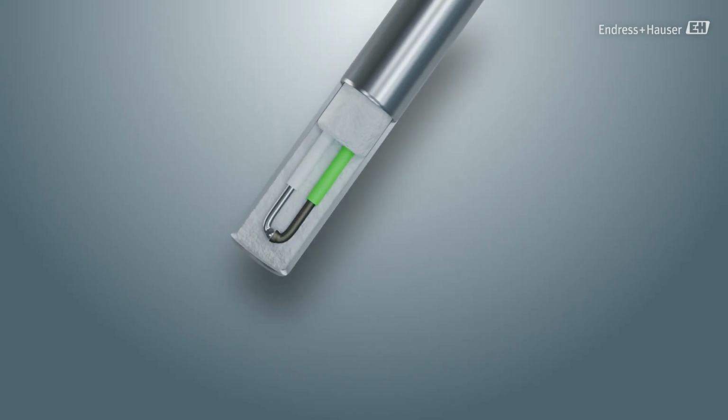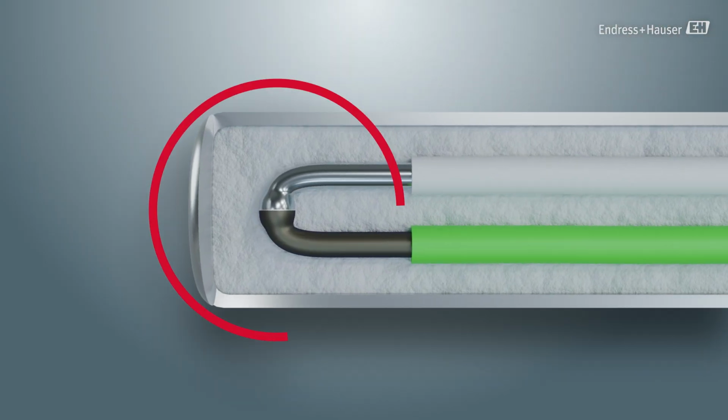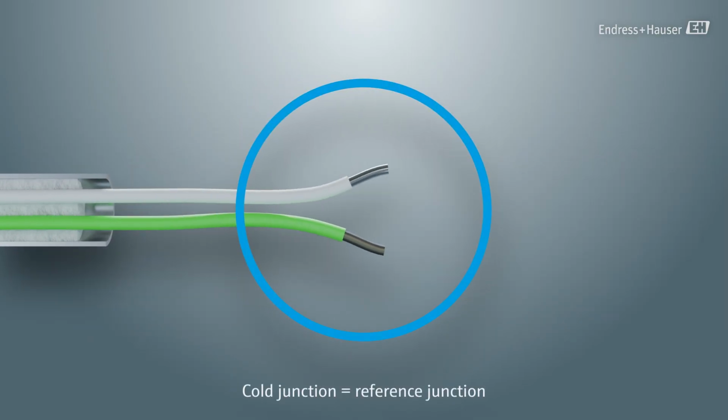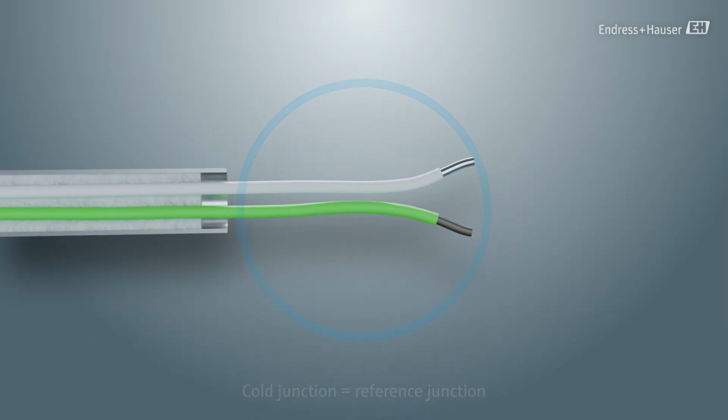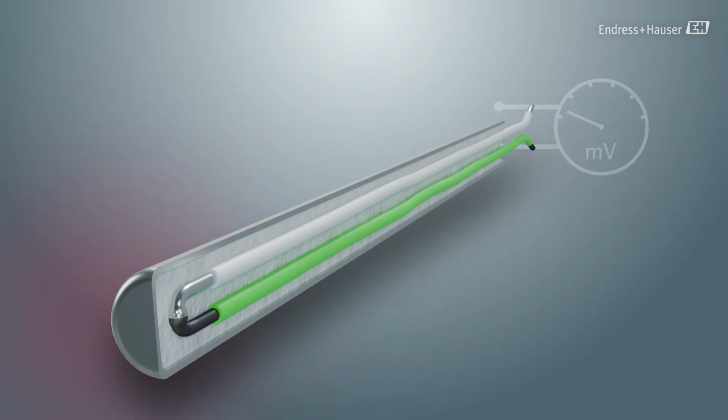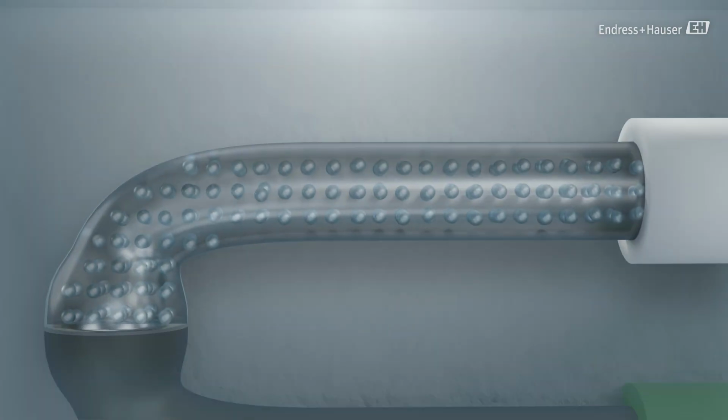A TC sensor consists of two dissimilar metals joined at one end. This connection is known as the hot junction, whose temperature is finally indicated. At the other end is the reference point, the so-called cold junction. A temperature gradient along the thermocouple generates a small voltage in the circuit, which can be measured and converted into a temperature reading. Now let's see how this voltage is produced.